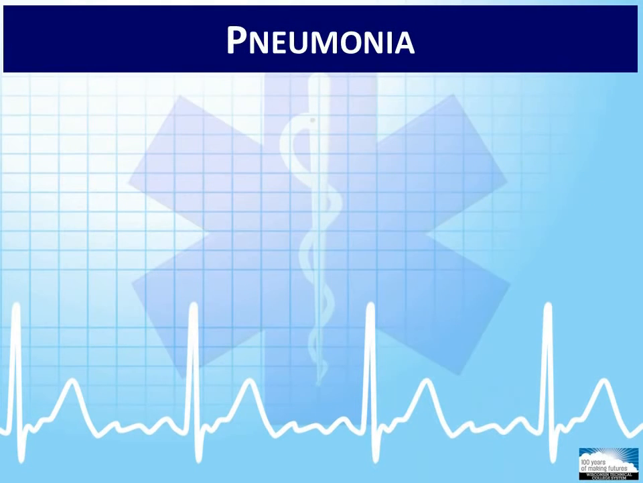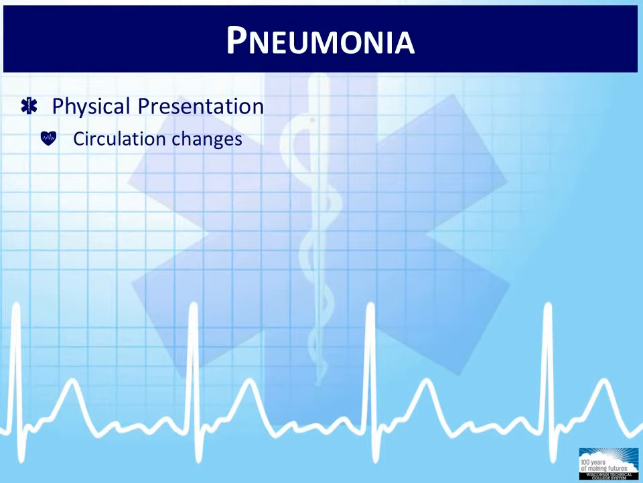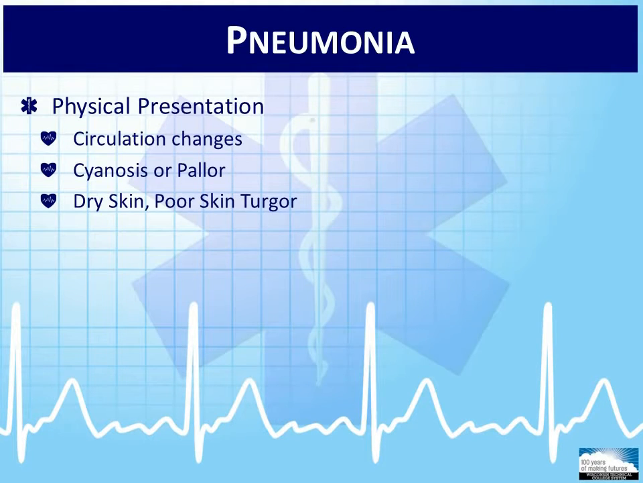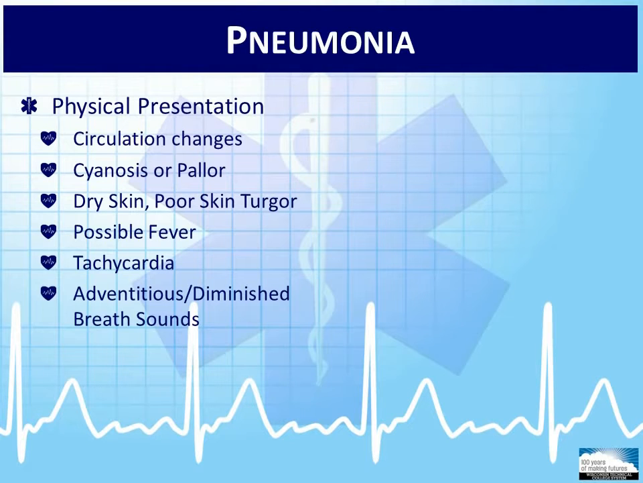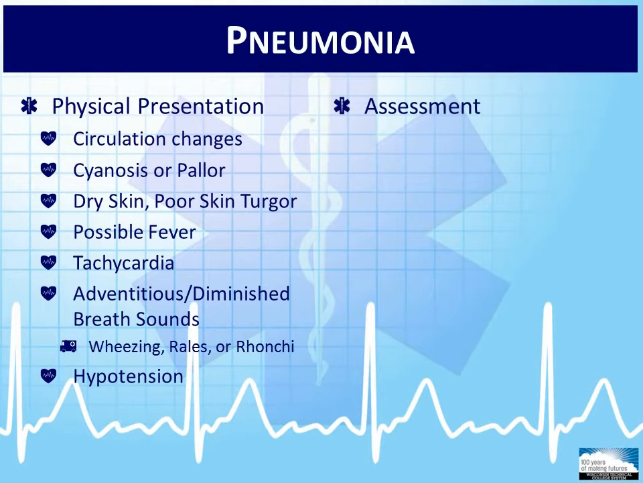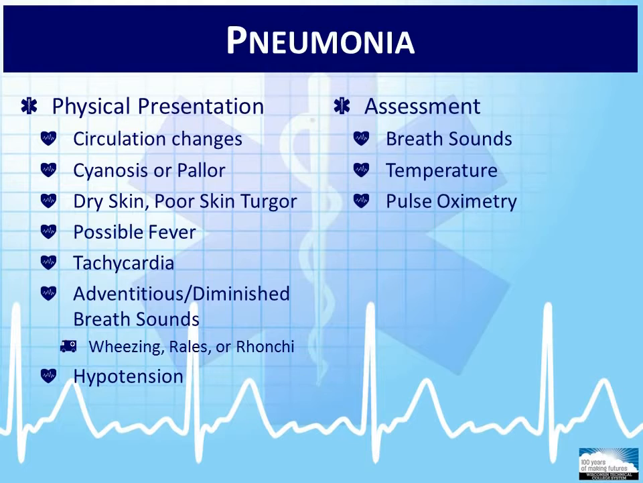The geriatric patient with pneumonia may present with circulation changes, cyanosis or pallor, dry skin and poor turgor, fever, tachycardia, adventitious breath sounds such as wheezing, rales, rhonchi, or diminished, and possibly hypotension. Assessment should include listening to breath sounds, obtaining a temperature, and checking a pulse oximetry reading if equipment is available.